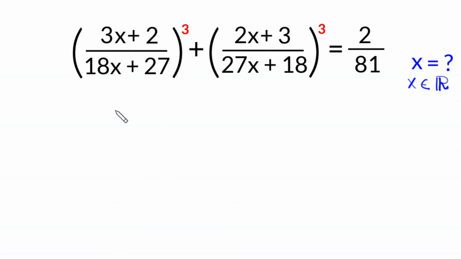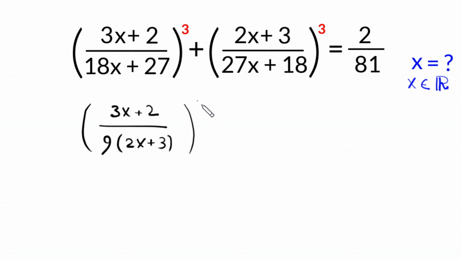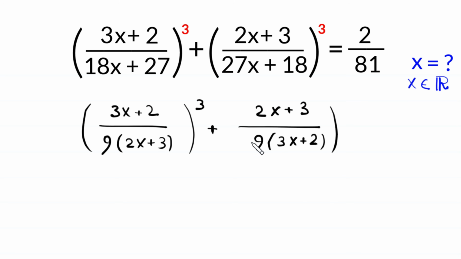So let's start. In the first fraction, from these two terms in the denominator we can factor out 9, giving (3x + 2)/(9(2x + 3)) whole cubed plus (2x + 3)/(9(3x + 2)) whole cubed, from these two terms we can factor out 9, equal to 2/81.